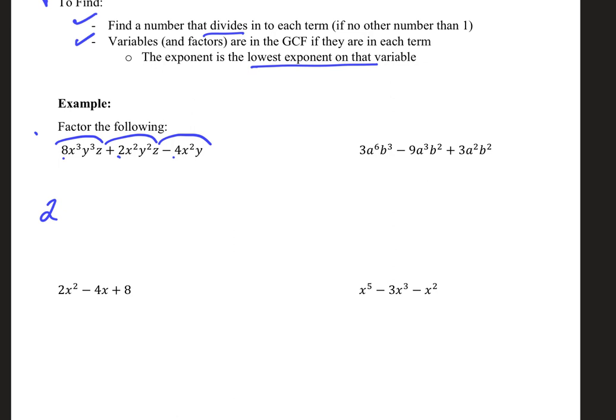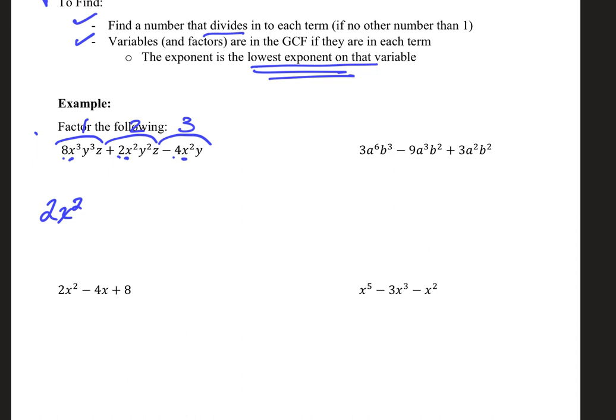Now we have to look if there's any letters that might be in there. So we look here, there's 8x cubed, or there's x cubed, x squared, and x squared. So x is in the first, second, and third term. It's in all three terms, so x is in there. And then we pick the lowest exponent on that variable. It's got a 3, a 2, and a 2, so 2 is the lowest exponent.